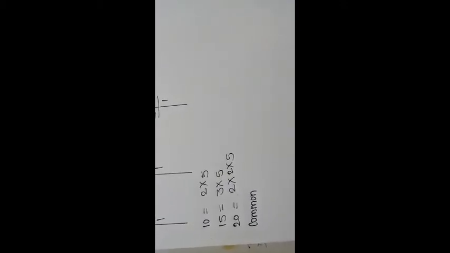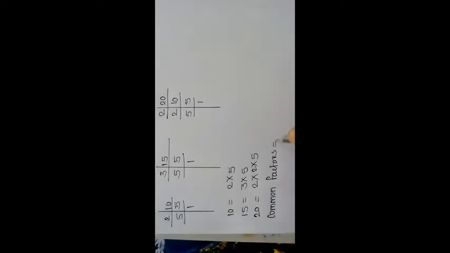In HCF we write common factors and then the multiplication of common factors is HCF. In LCM we will write common factors as well as uncommon factors, and the multiplication of all those factors will be LCM. So see the difference.